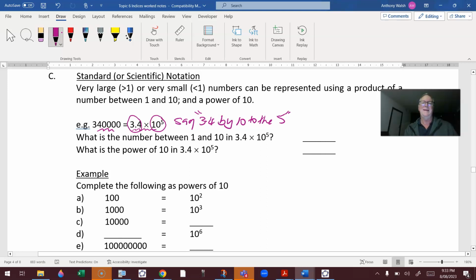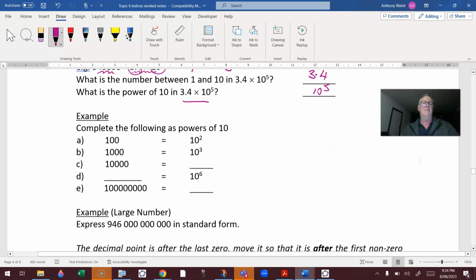What's the number between 1 and 10 in 3.4 by 10 to the 5? Well, that is obviously 3.4. It's greater than 1, less than 10. What's the power of 10 in 3.4 by 10 to the 5? Well, 10 raised to the power of 5 is the power of 10. And we know that means 10 times by itself 5 times.